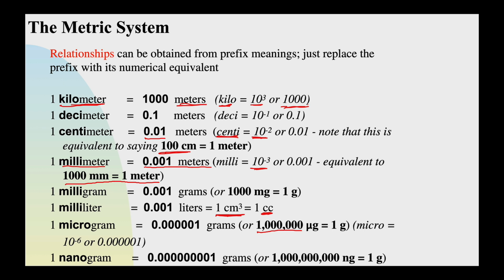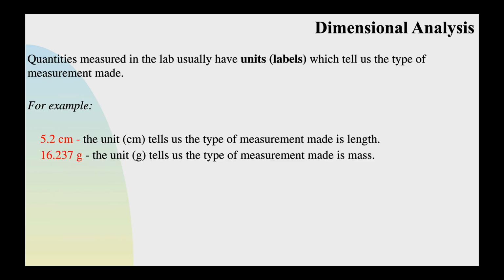So you're seeing here that there's lots of different kinds of units that are used in chemistry, but we can convert them. So mass would be grams, volume would be liters, length would be meters, and that kind of stuff. Dimensional analysis is what allows us to convert one kind of unit into the other.